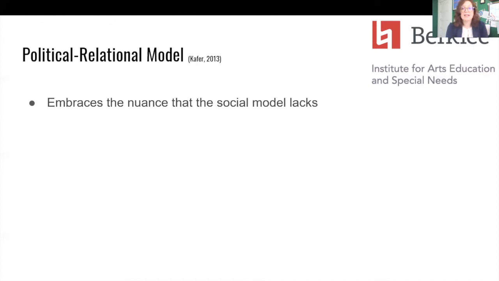Finally, I want to talk about Alison Kafer's political relational model, which she calls a friendly departure from the social model. She writes about the tension between the medical and social models and how she doesn't want to disavow the role of medical intervention in, for example, helping her pain. But at the same time, she doesn't want to lose her affiliation with the disability community and with disability politics. So the model of disability that she puts forth embraces this nuance.